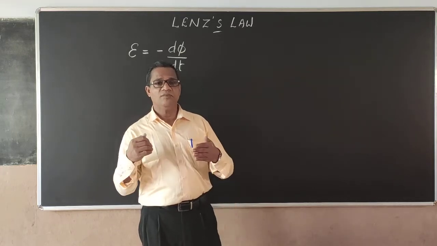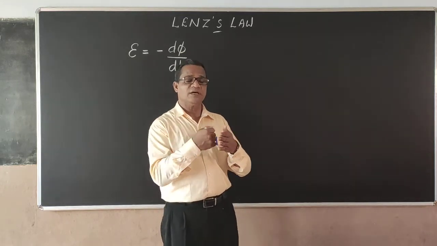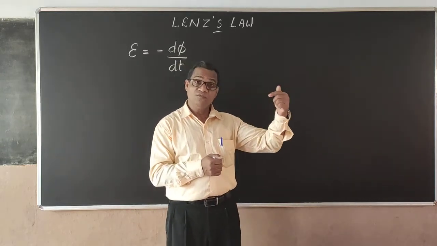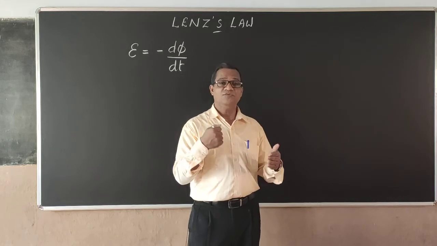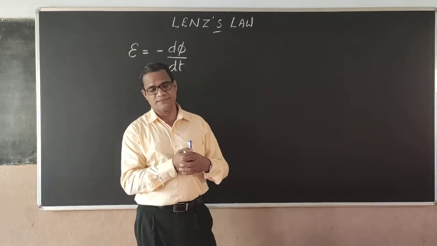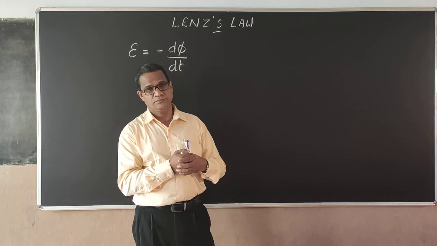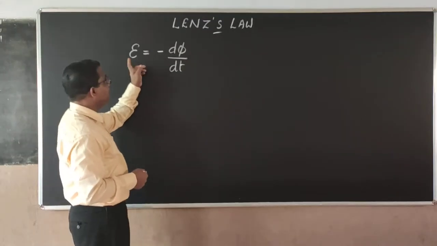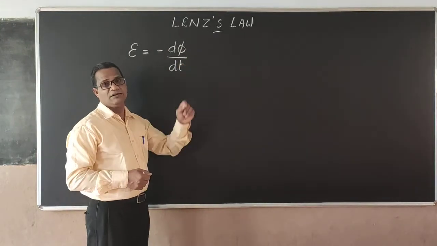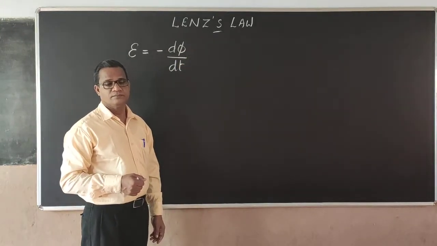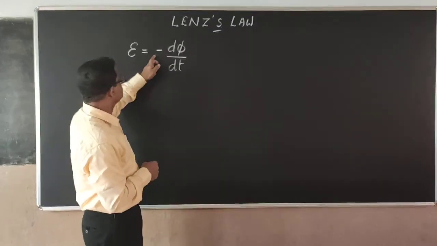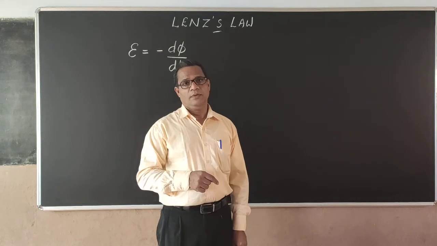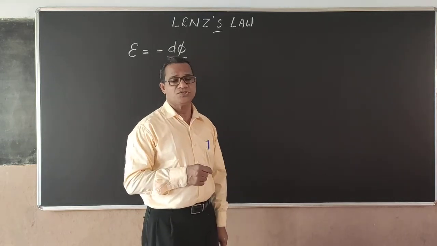That means whenever there is an increase of magnetic flux inducing a current, then that current will flow in such a way that it will oppose the increase of flux. So, always the induced EMF will be against the change of magnetic flux. And that opposition is shown by this negative sign. And why should it be so?